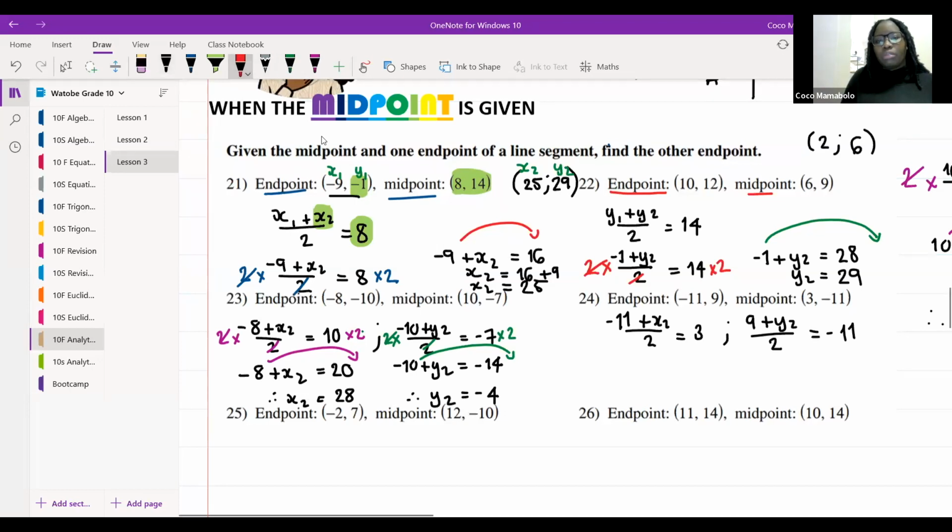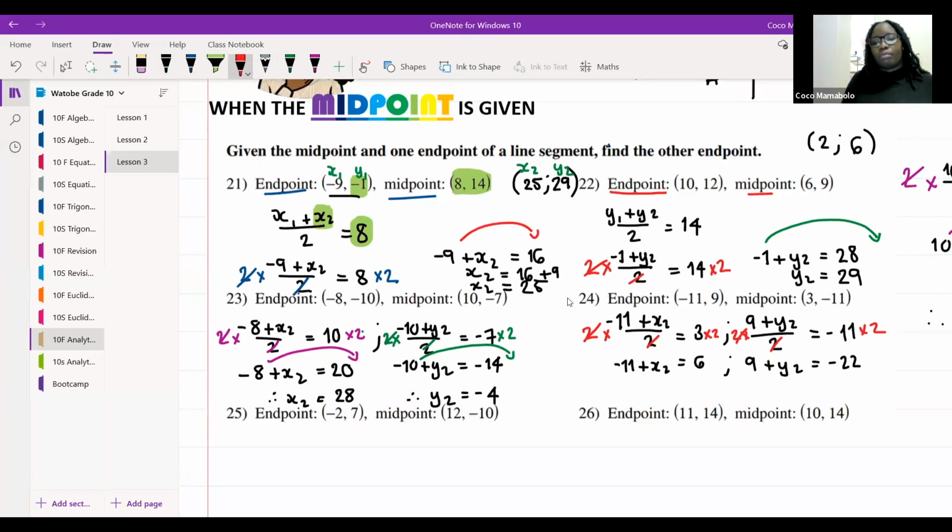So multiply by 2 for both sides. We're just going to do the same thing on either side. What would I get on the x coordinate side? For the x coordinate, you get negative 11 plus x2 equals 6. Good. And for the y coordinate, you'll get 9 plus y2 equals negative 22. Beautiful. All right. Continue.